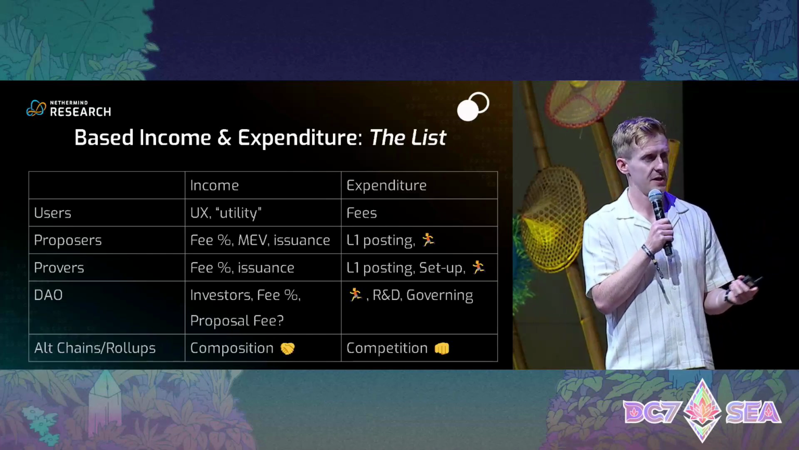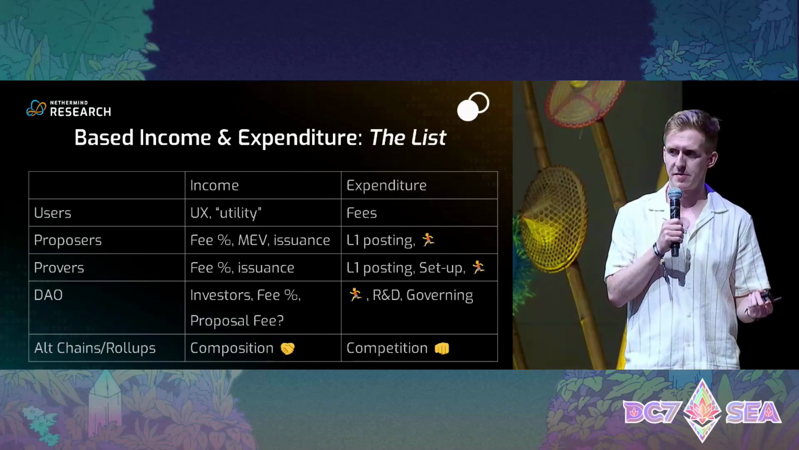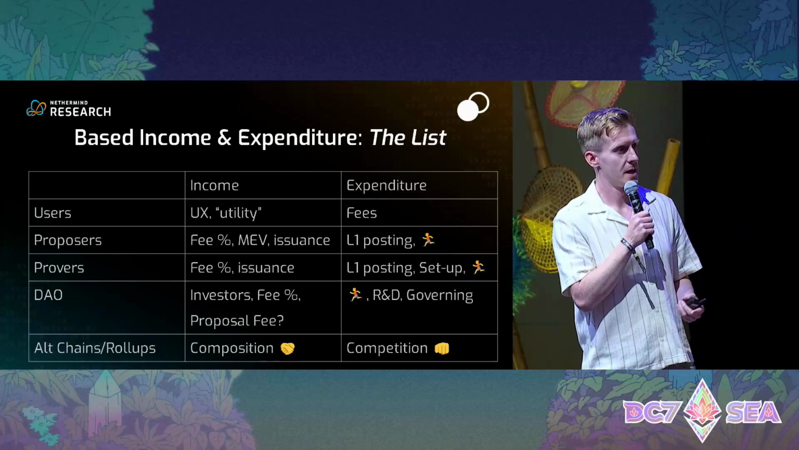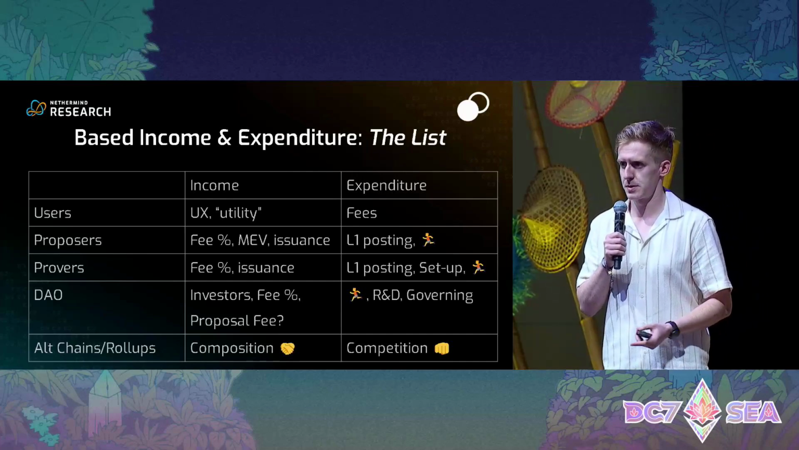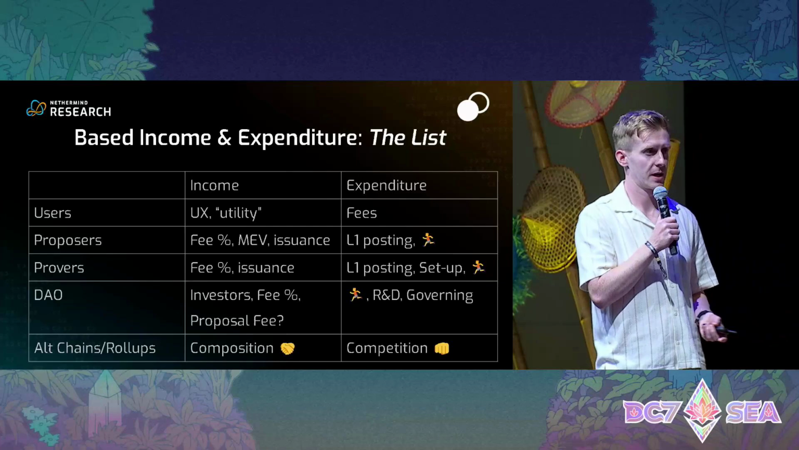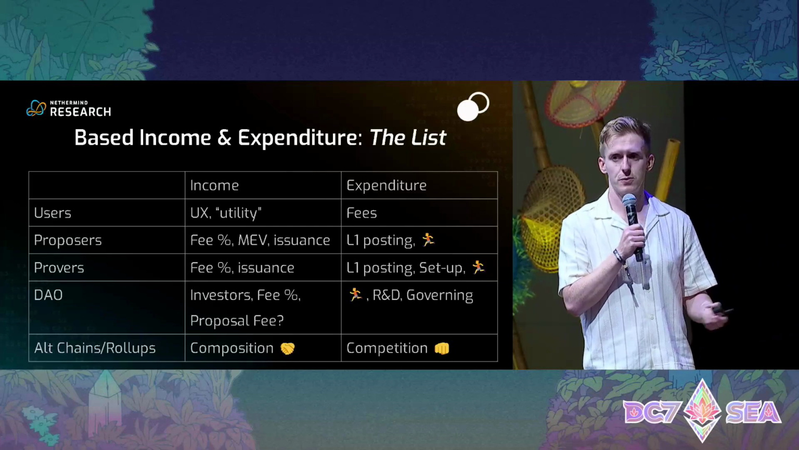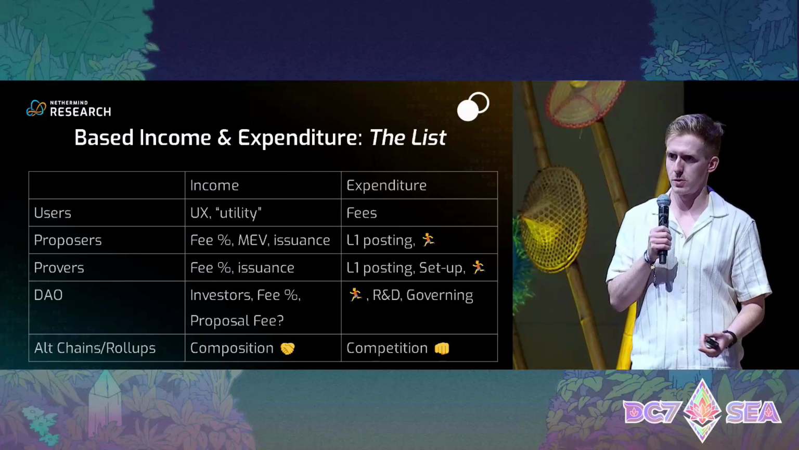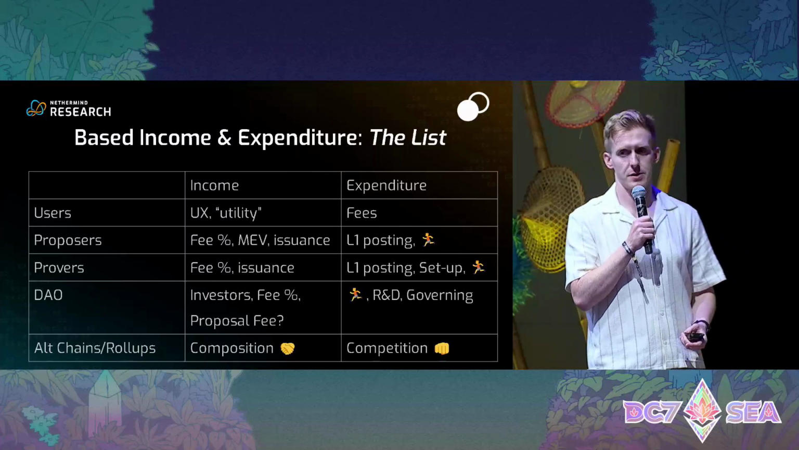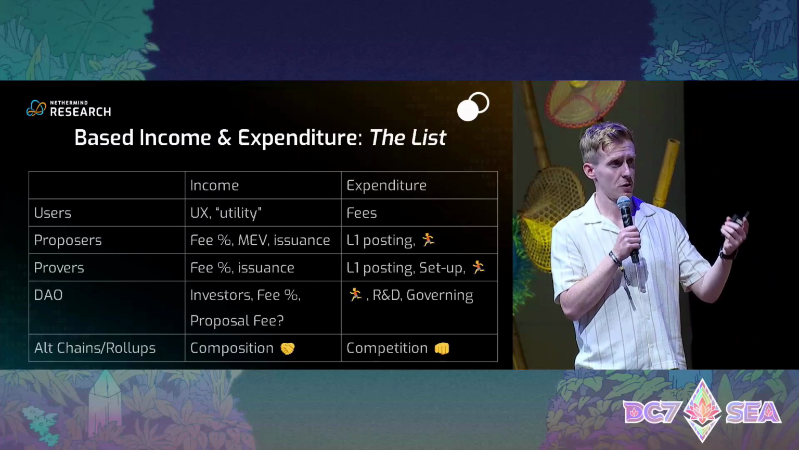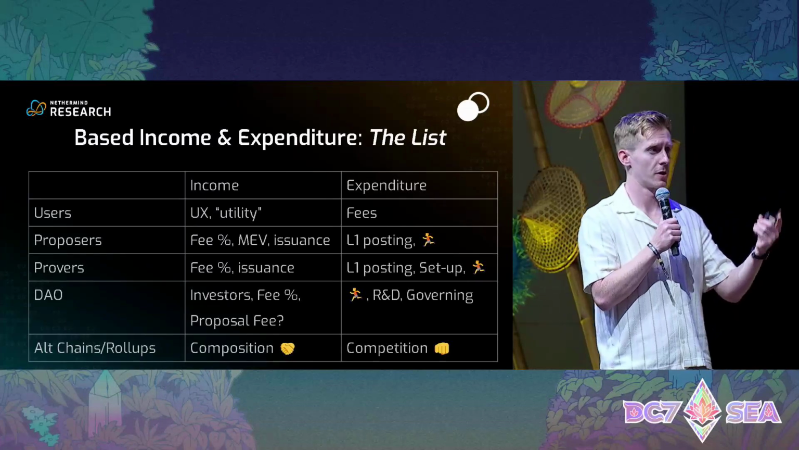They collect fees, they generate MEV, or they execute MEV. They also potentially collect issuance. Issuance is a contentious debate in terms of who's paying and who's receiving. But L2s, or base rollups, can create a token and issue it to the proposers. And the costs are L1 posting and running costs.